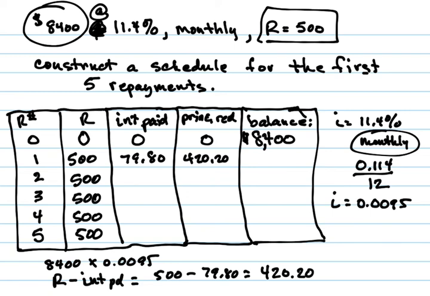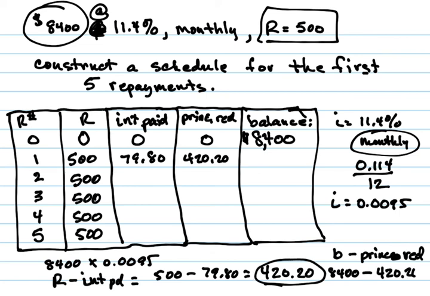Now, I didn't reduce my balance by $500, but I did reduce it by some. So what I'm going to do is simply take my balance minus my principal reduction. So my balance initially was $8,400. Minus, I reduced my principal by that amount. So if I subtract those, I get $7,979.80. Okay? So you're just subtracting the next one from the previous one, basically.